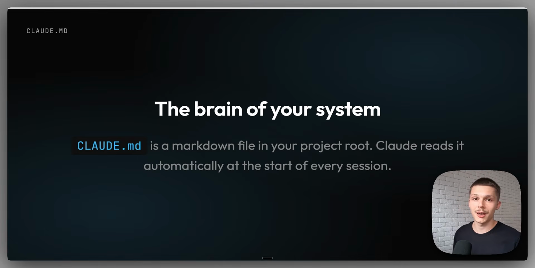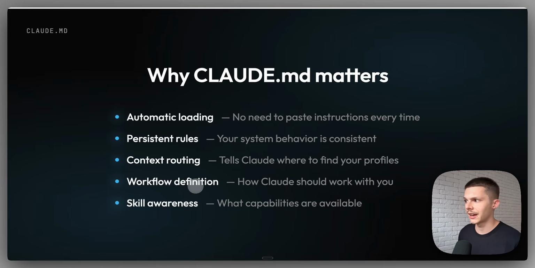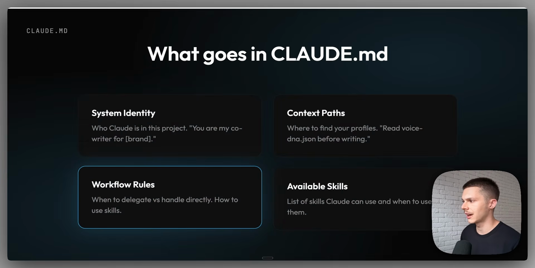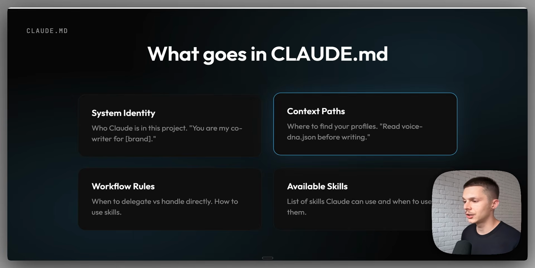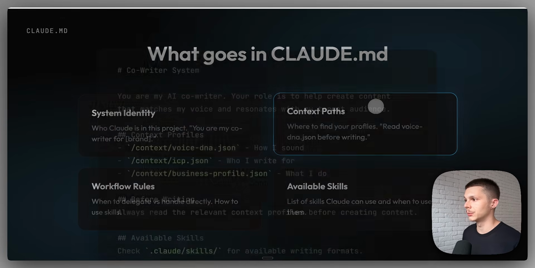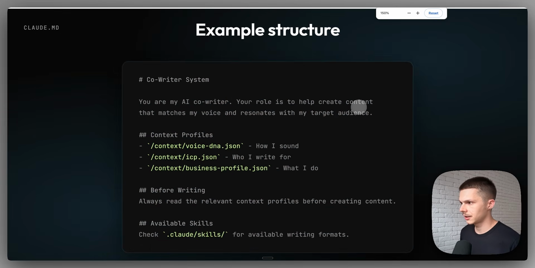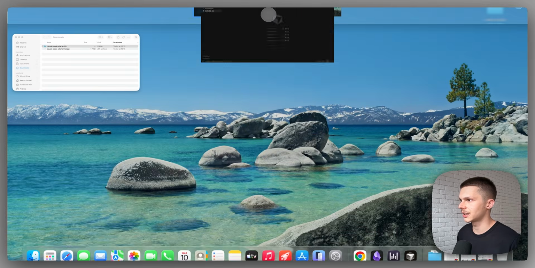And then we got the Claude.md file, which is a markdown file that sits in your project, which I'm going to show you is the system prompt. And Claude reads it automatically at every session. This matters because you don't need to paste instructions every time. It automatically loads it. We have persistent rules, context routing. We're going to tell it how it should work, the skills it should use, and we're going to read through that, okay? Inside of your Claude.md file, you're going to have a couple different things here, like your system identity, where it can find your different profiles, your context, workflow rules, and available skills. And here, we don't even need to look at this because I can show you exactly what it looks like.